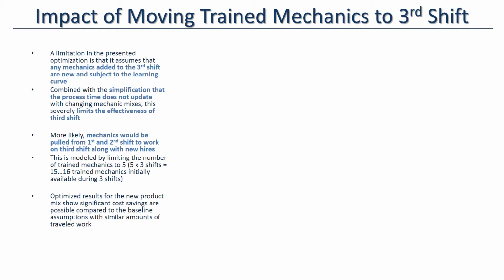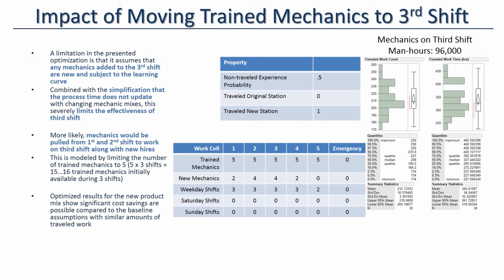One of the main limitations in the previously presented optimization results is that any mechanics added to the third shift are subject to the learning curve, which limits the effectiveness of this third shift. So more likely, mechanics would be pulled from first and second shift to work on third shift. The way I modeled this was by saying that you can have a maximum of 5 trained mechanics during each shift, and then we optimized this with our new product mix and 2 production lines, and hopefully can see some considerable cost savings.